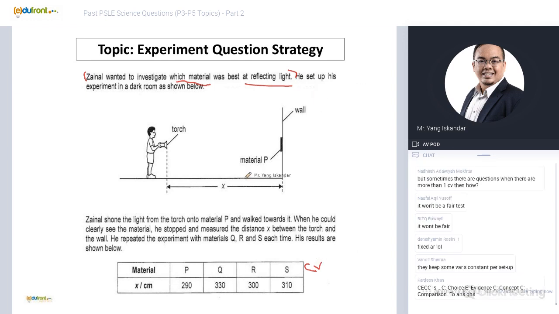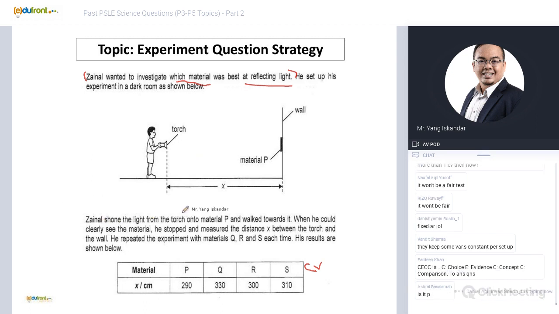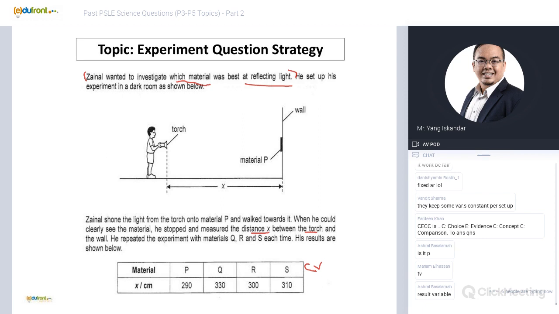And how do they measure whether it can reflect light or not? How much light can be reflected? So Zainal shined the light from the torch onto material P and walked towards it. When he could see the material clearly, he stopped and measured distance X between the torch and the wall. Now, what can you tell me, what do we call this distance X? Anyone? Fixed variable? No. X is not a fixed variable.